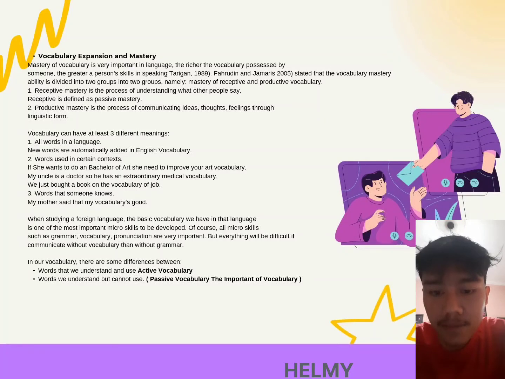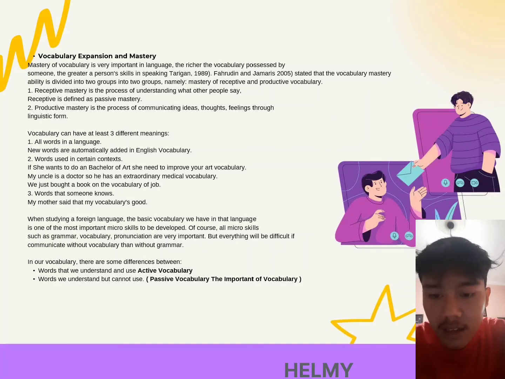Vocabulary can have at least three different meanings. One, all the words in a language; new words are accumulated and automatically added to the English vocabulary. Two, words used in a particular context. If she wants to do a Bachelor of Art, she needs to improve her art vocabulary. My uncle is a doctor. He has an extraordinary medical vocabulary. We just bought a book on the vocabulary of jobs. Three, words that someone knows. My mother said that my vocabulary is good.